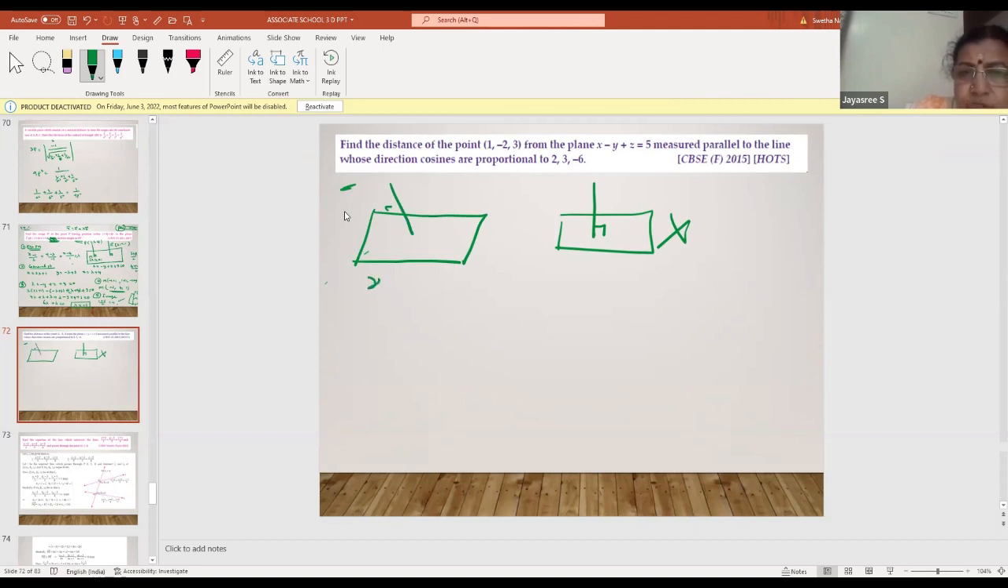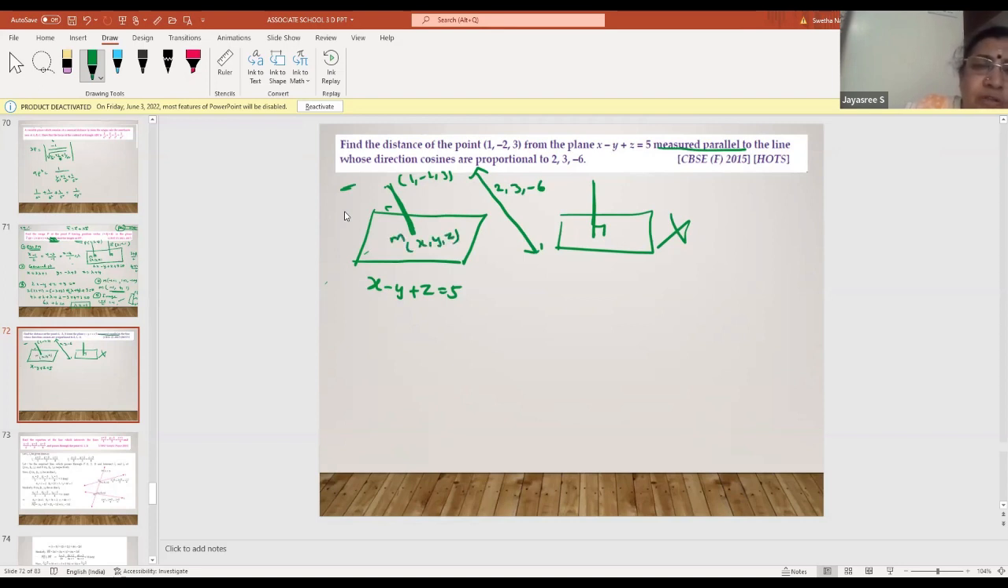Writing the plane equation, x minus y plus z is equal to 5. And then here, from the point (1, minus 2, 3), measured parallel is coming. So that's why no perpendicular diagram, a parallel diagram. Parallel to the line, so one line, and this is the parallel concept. Here it is (2, 3, minus 6). And here the point is the general point x, y, z, point M.